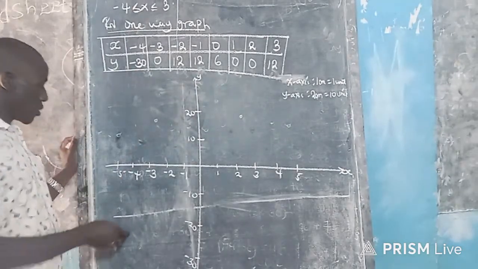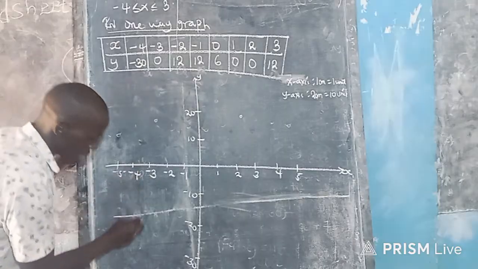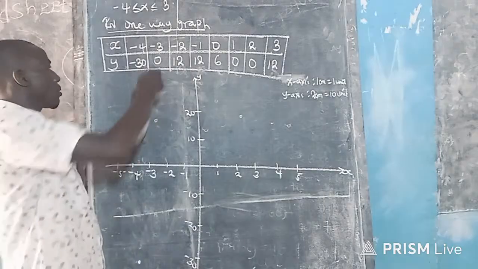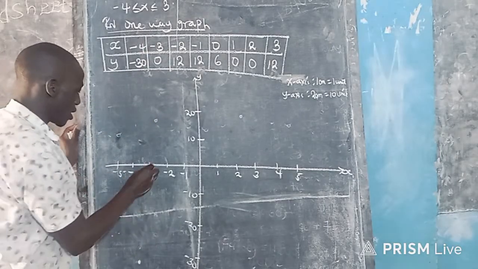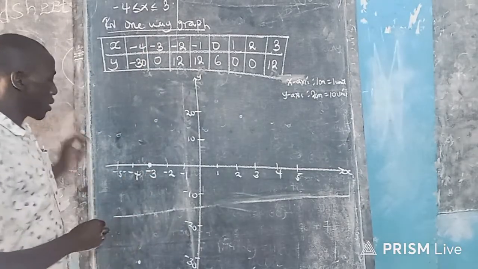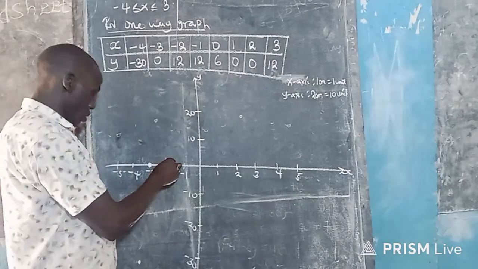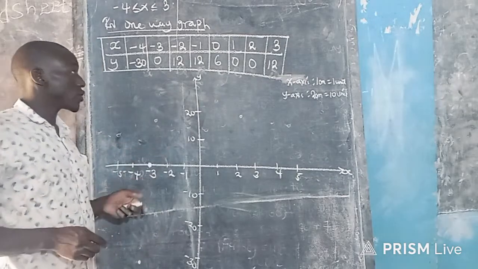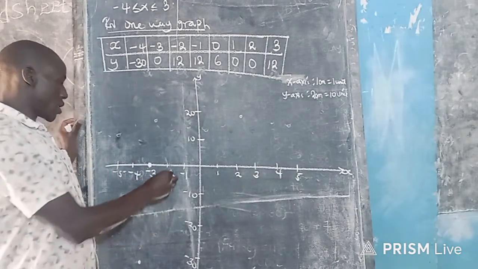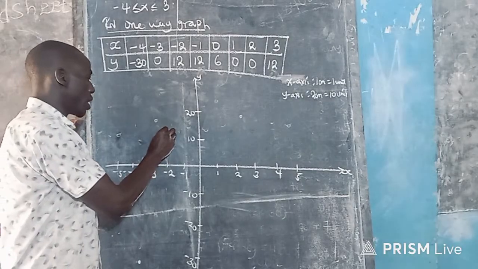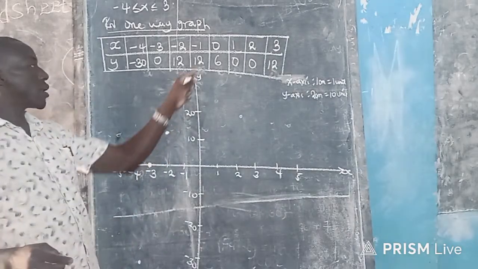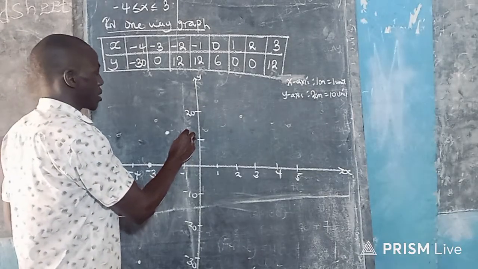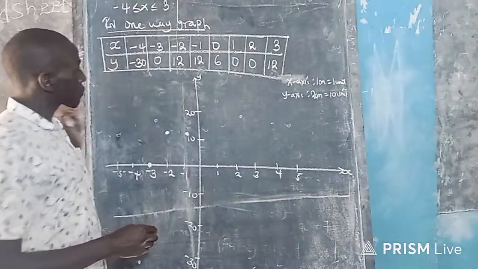Our first point is -4, 30, which is around down here. Then we go to -3, 0, which is at this point. Come to -2 and 12. 12 is slightly above 10, a difference of 2 small boxes, so this can be around here. Then we look at -1 and 12 also. They have the same value.